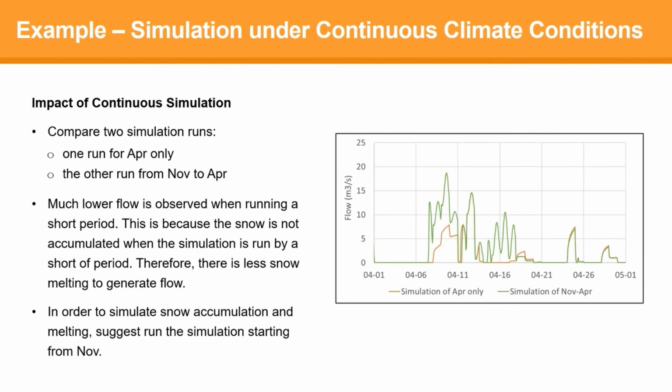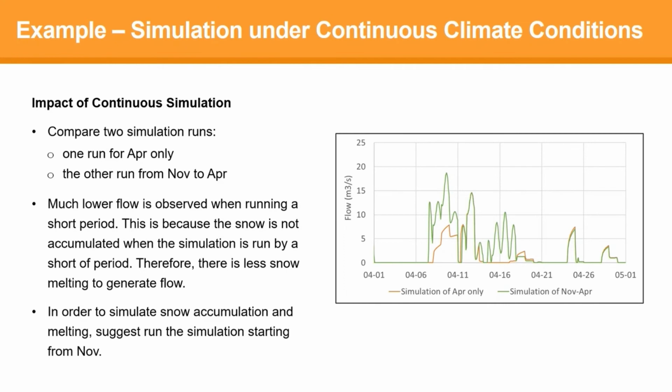So the message from here is that if we want to simulate the snow accumulation and melting, we suggest you run the simulation starting from November. In Canada, normally it's November when the snow starts. So we start the simulation from November, so you can track how the snow is accumulated, and then in spring how it will be melted. Sometimes people may just run for 1 month, and that won't give very accurate results. But in the summertime, I think that's fine. If you just want to run a comparatively shorter time, that's okay.